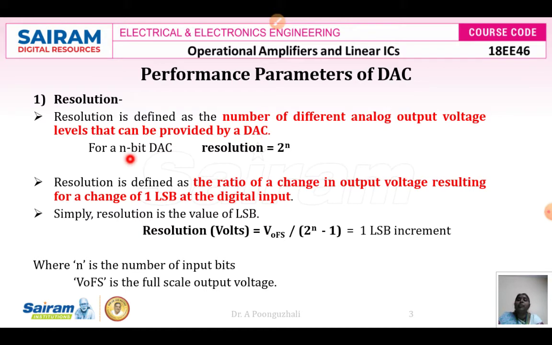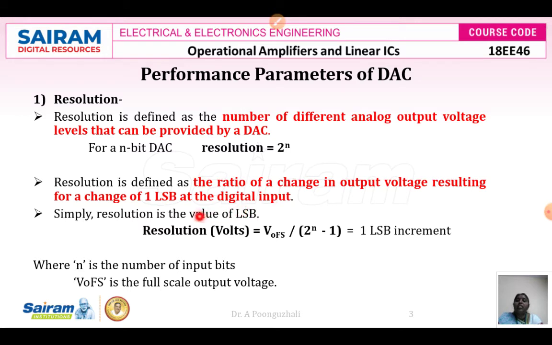Suppose I have an n bit DAC, what are going to be the analog output voltage levels I can have? So the resolution can be given as 2 power n. Suppose it is a 3 bit DAC, I can have 2 power 3, which is nothing but 8. The resolution is going to be 8. Or the resolution can be defined as the ratio of the change in output voltage resulting from a change in one LSB of the digital input.